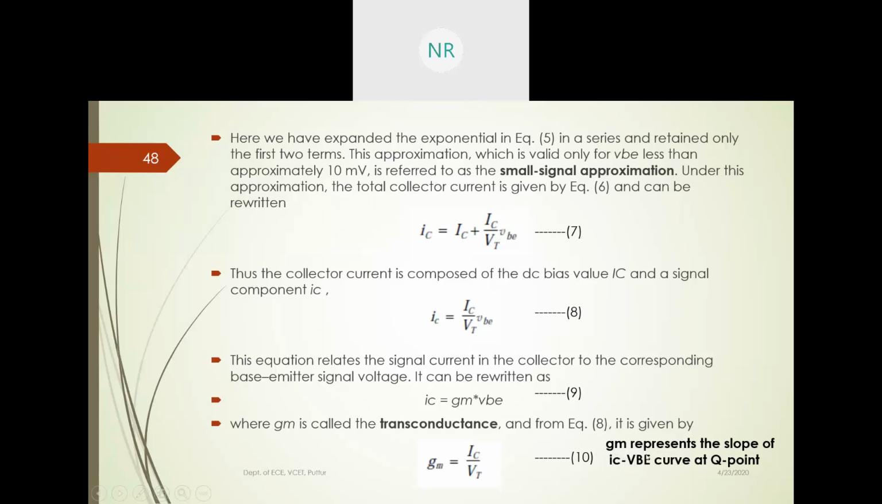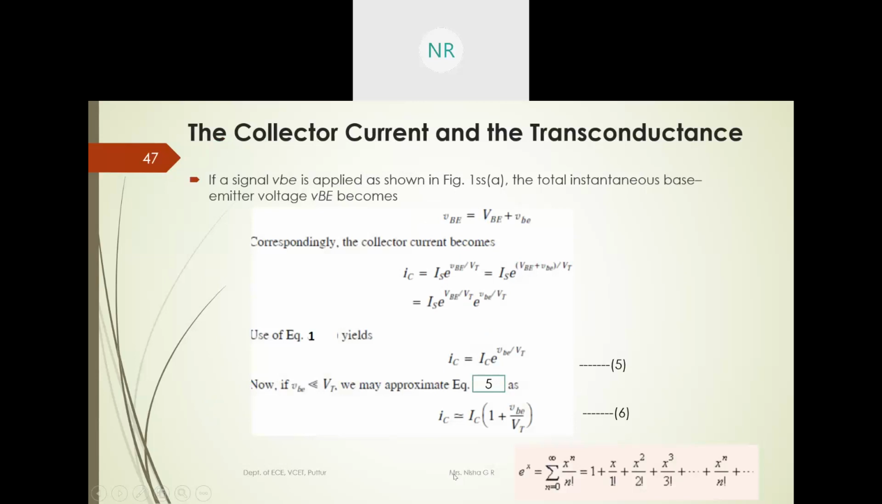So what they are telling is, when we draw the graph of IC versus VBE, whatever slope we get, that slope is called transconductance. So transconductance GM is nothing but IC by VT. So transconductance directly depends upon your collector current IC. This is very important. In the exam you may get a question to derive the expression for transconductance of the BJT. At that time you need to consider all this.